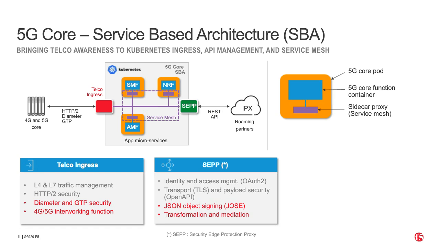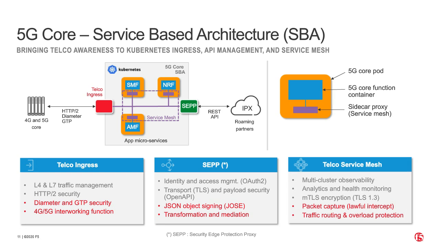But also here, 3GPP specified a couple of additional points, like there is JSON object signing, which is encrypting objects within the JSON payload for specific security purposes. But again, this is a perfect example of how you can actually augment an IT-based API management solution and make it a bit more telco aware. The element on the right, the telco ingress, is not really an element that is defined by 3GPP. That is really an infrastructure component that helps you to connect your internal 5G functions with the external world.